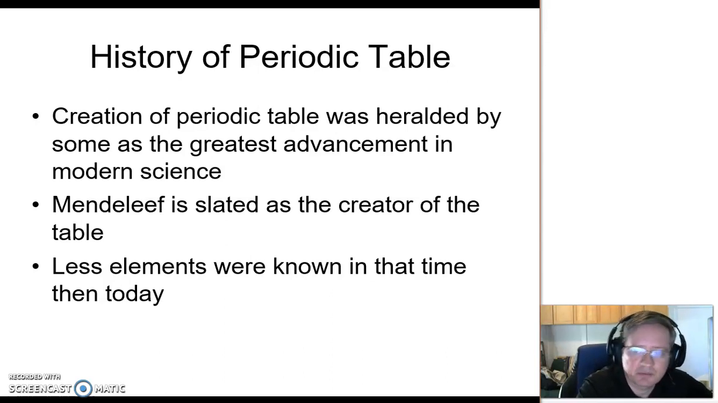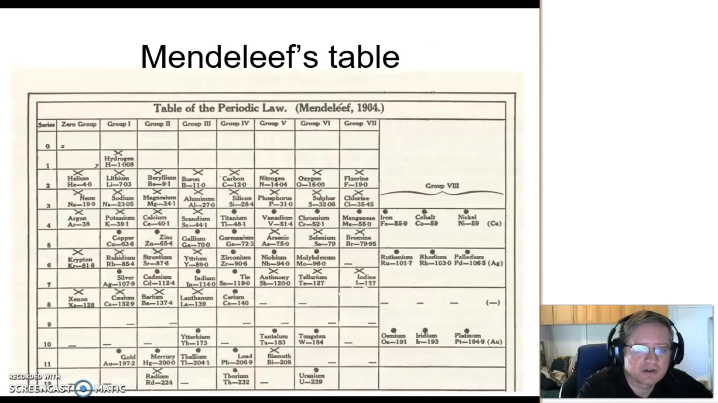Now, Mendeleev was a person who was slated as a creator of the table. If you look at Mendeleev 1904, you have these different things arranged in group one, group two, group three, group four. Now, the idea, or the rumor, and this wasn't back in 1904, was that he used the game solitaire, where you have ascending patterns, but there's an order to how the patterns are arranged.